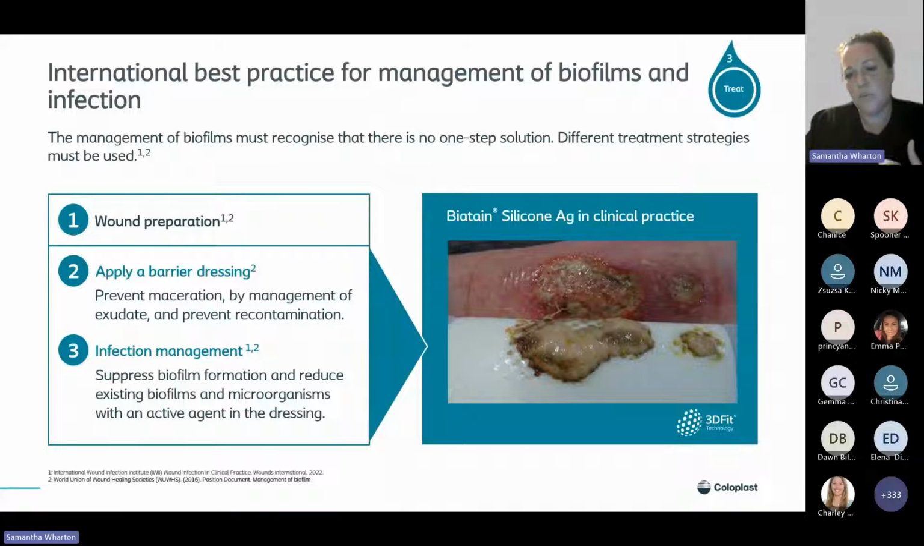So biofilms continually reform. When we think about our teeth, we brush our teeth in the morning, we brush our teeth in the evening, but in between times the biofilm reforms. If we all run our tongue over our teeth, you'll start to feel that film feeling over our teeth, and that's the biofilm reforming. It needs to be removed frequently, and then an active agent to stop those biofilms reforming.